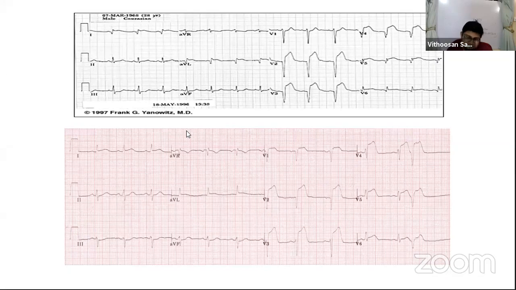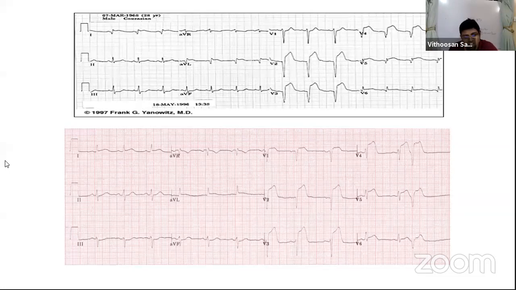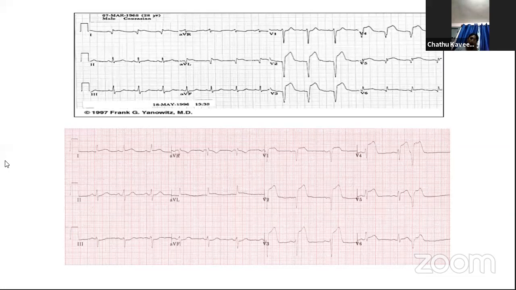Don't worry, there's a separate ECG class. That we'll discuss. But just know the basics. If you know the basics, life is easy. You don't have to go and memorize. The same way we do neurology, as simple as that. I don't think anybody will come and tell me now that neurology is difficult.